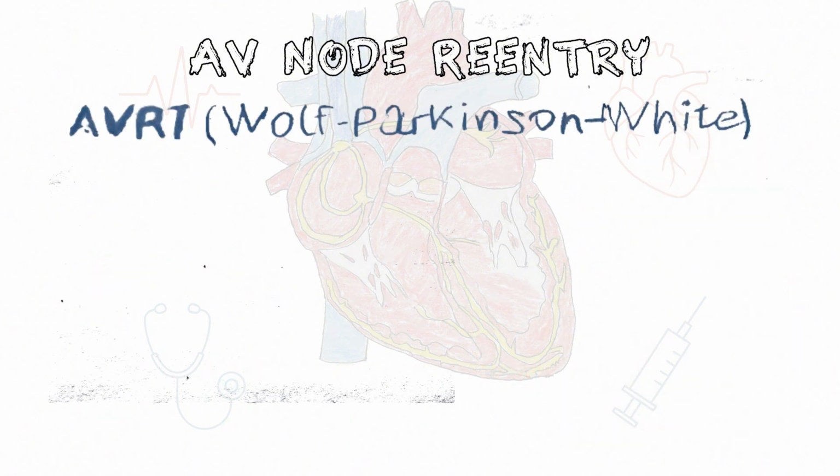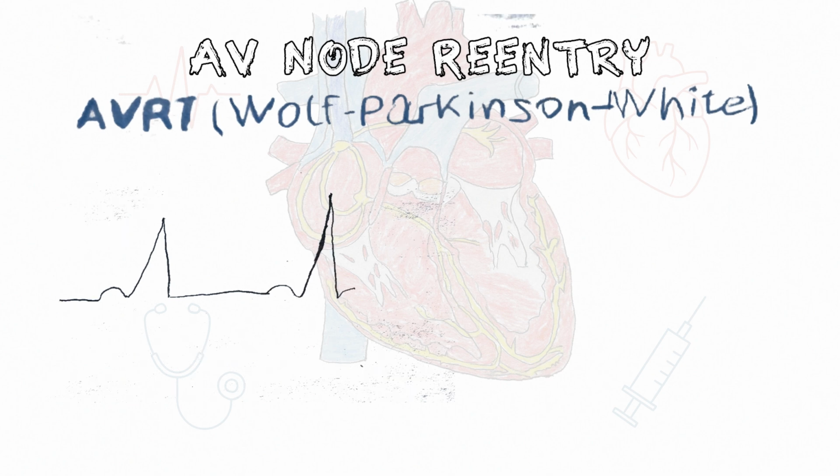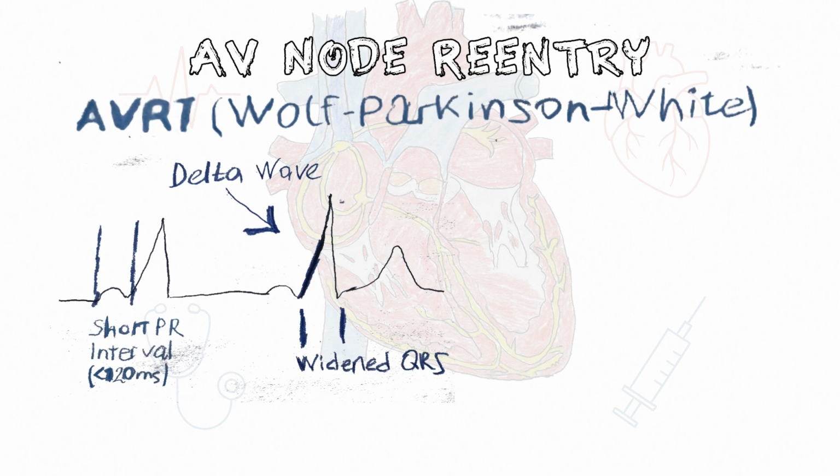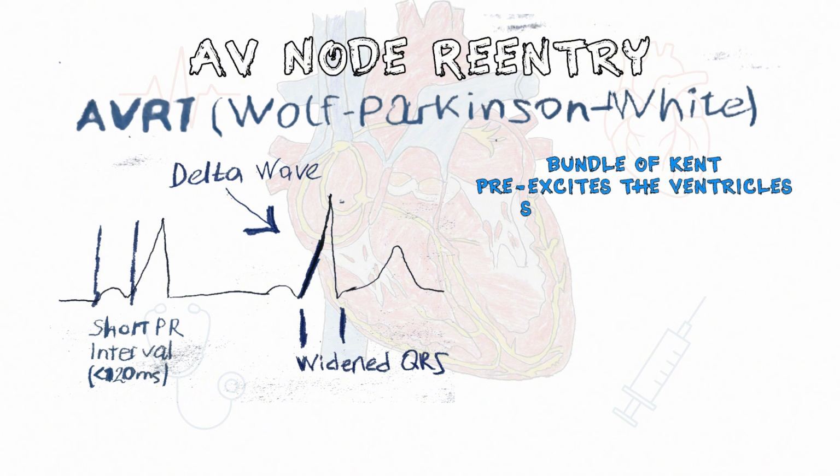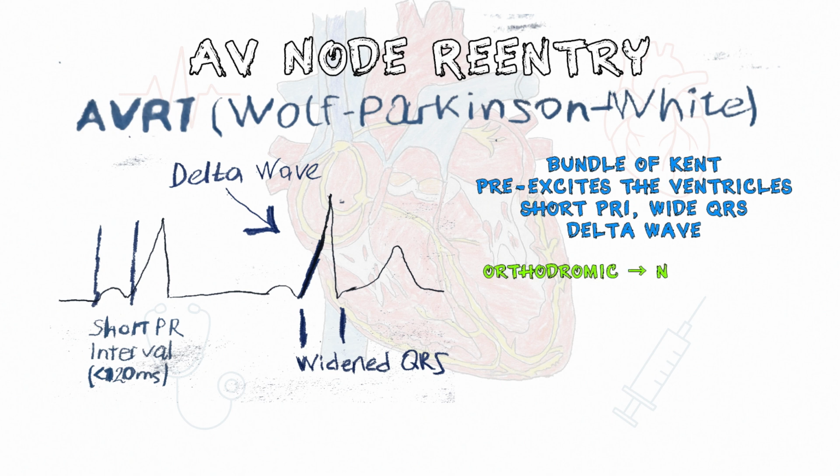And one more problem which I'd like to discuss is atrioventricular reentrant tachycardia or Wolff-Parkinson-White. It means an accessory pathway, also called the bundle of Kent, bypasses the AV node and pre-excites the ventricles. This produces a short PRI, wide QRS and characteristic delta wave. There are two types of AVRT. Orthodromic with narrow QRS and antidromic with wide QRS.